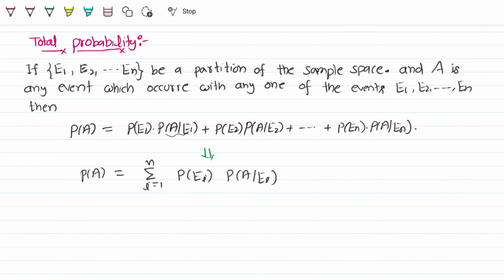Hello students. So today we will talk about total probability, a very interesting and very important topic. Okay. So first of all, let's read the statement for the total probability.